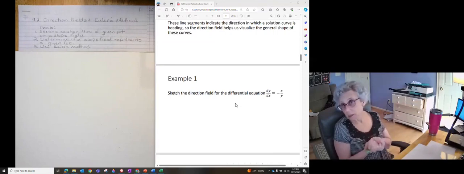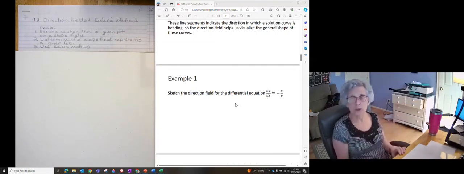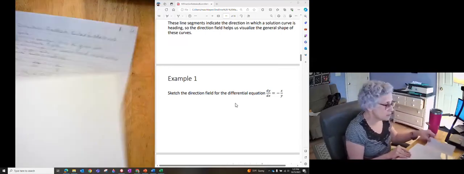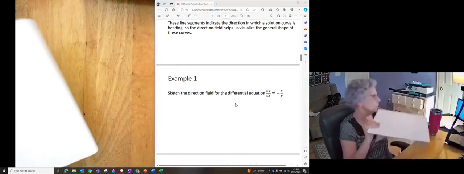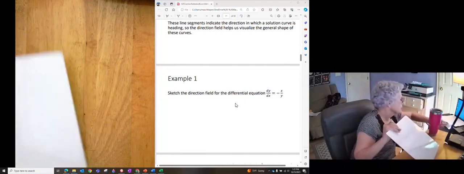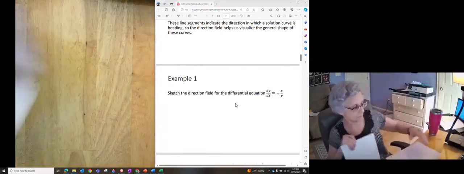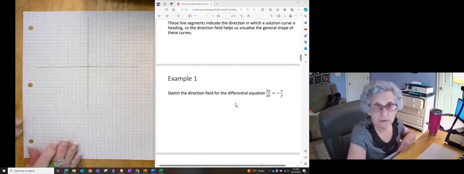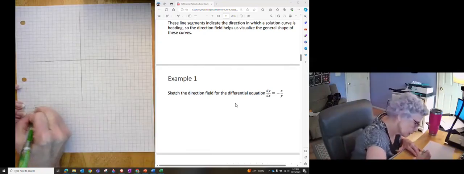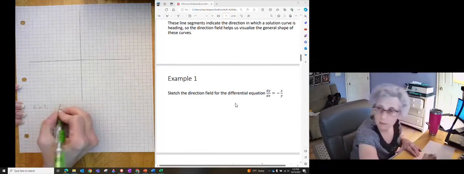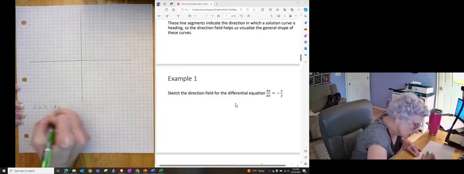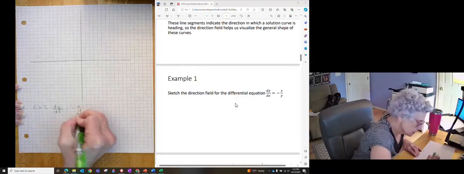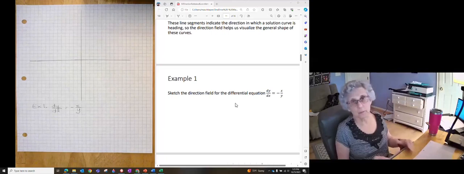So, even though I'm not going to make you draw a slope field, I'm going to go through the steps of sketching this one just to give us an idea of how it would work. So, to help me in my sketching, I'm going to start with some axes. So the differential equation here, example 1, is dy/dx is equal to the negative of x over y.